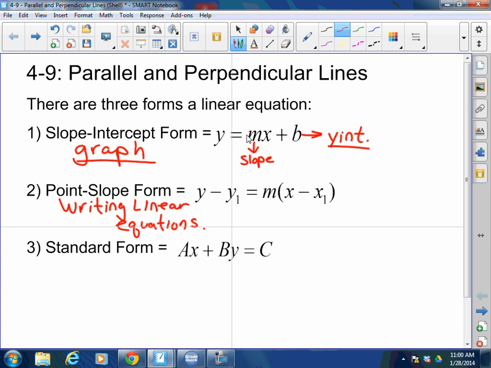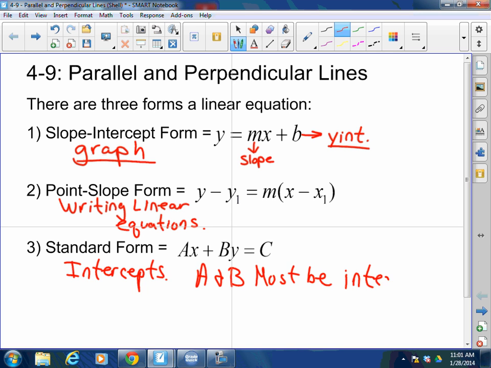And then we have standard form, which is ax plus by equals c. And what is that best used for? Thank you very much, sir, for finding the intercepts. Very good. Okay? But remember, A and B have to be in what form? A and B must be integers. Very good. Thank you. You don't want fractions or decimals at all.